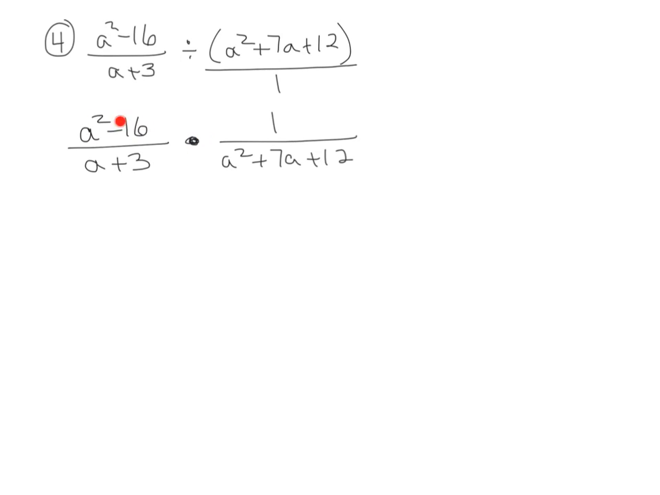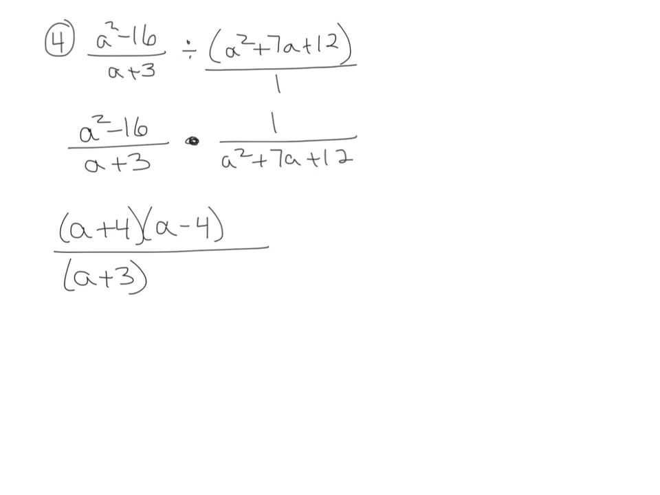This is a difference of perfect squares. So that will be a plus 4 times the quantity a minus 4, and then times 1, so we don't need that. Underneath, a plus 3, there's nothing that can be factored out of that, so you just put it in parentheses, a plus 3. And then this is a basic trinomial.